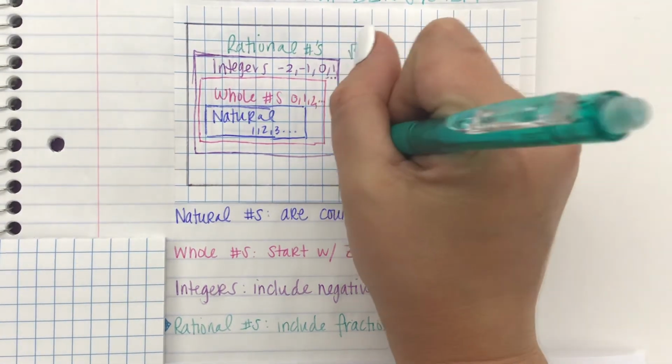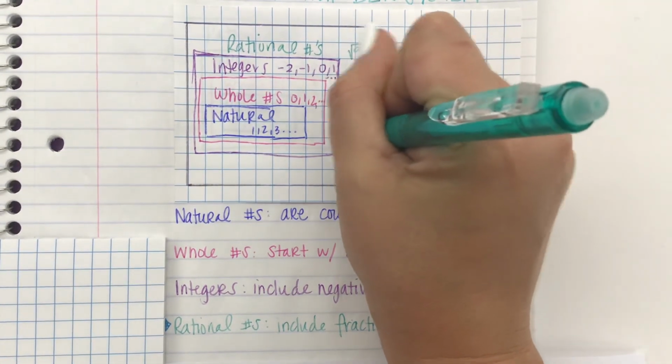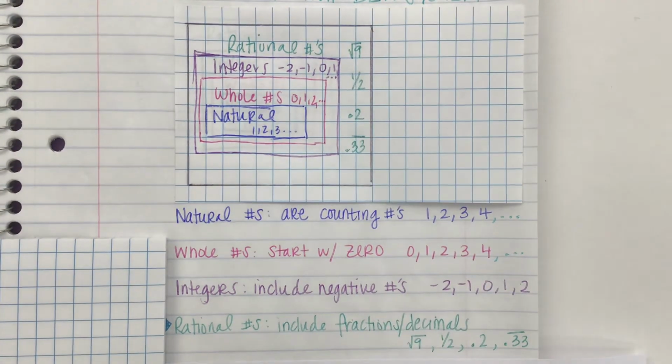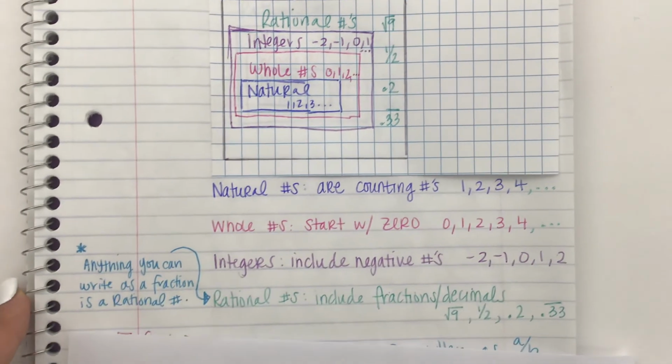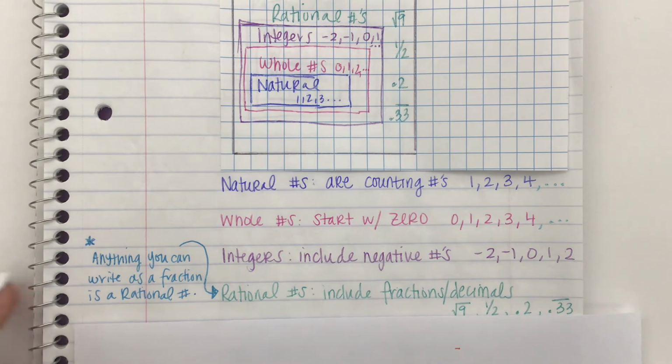And decimals, okay, repeating decimals, okay? Rational numbers include repeating decimals and regular decimals, and terminating decimals, I should say. Okay, so in our own words, so you remember, anything you write as a fraction is in fact a rational number.